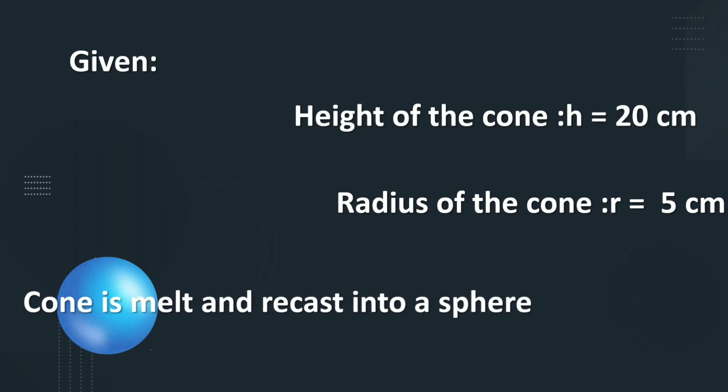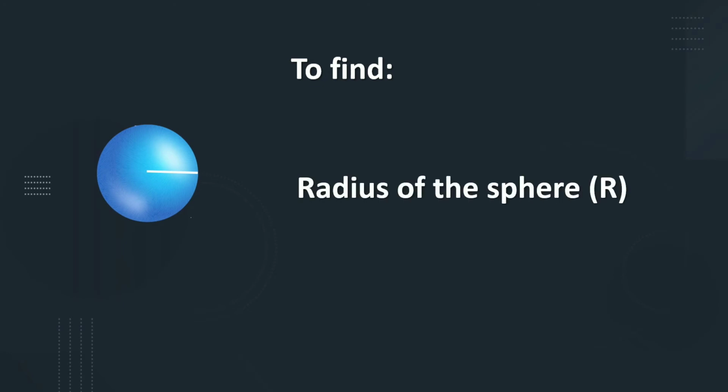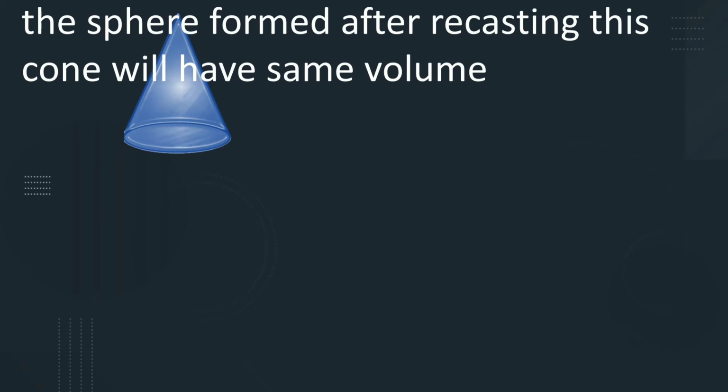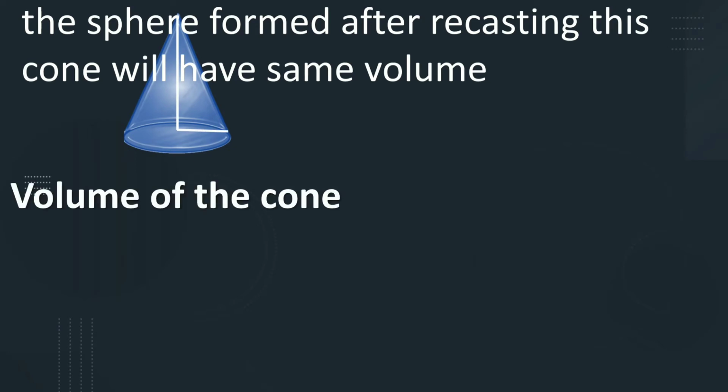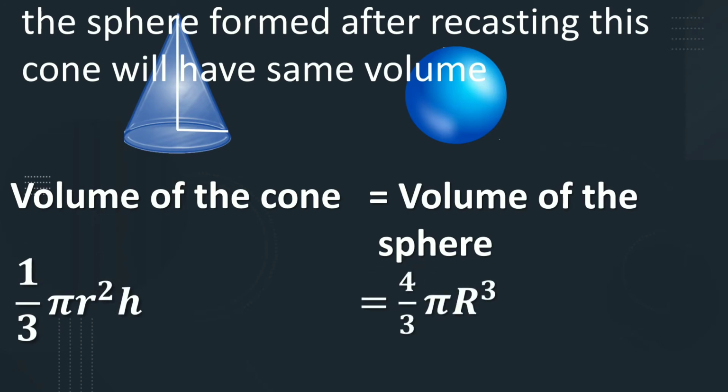Cone is melted and recast into sphere. We have to find the radius of the sphere. Let it be capital R. We already know the sphere formed after recasting this cone will have the same volume. So volume of cone is equal to volume of sphere. Volume of cone is 1 by 3 pi r square h. Volume of sphere is 4 by 3 pi r cube. Remember to write capital R here, small r here, since we should not get confused.